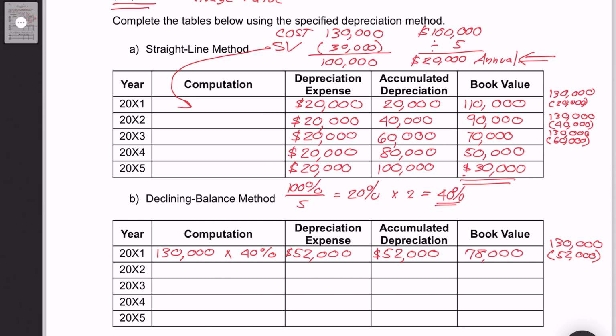And what we're going to do now, again, I'm going to be taking the computations here. With the declining balance method, we start with the book value from the prior year. So I'm going to start with the $78,000, which was my ending book value from the prior year. I'm going to multiply this by our 40%, which is going to give me a depreciation expense of $31,200.